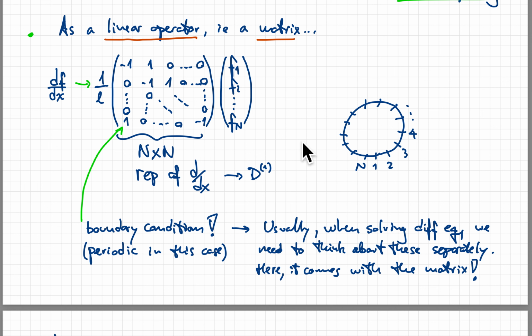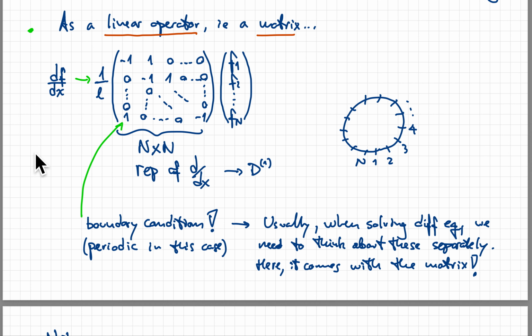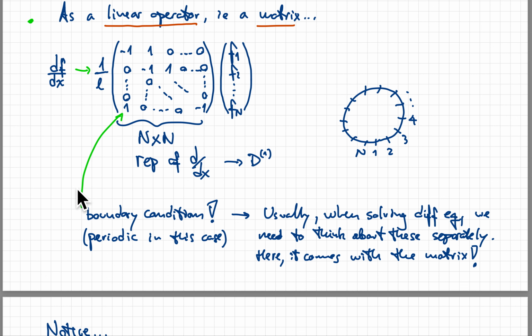There are other types of boundary conditions that you may want to consider for physical reasons, for mathematical reasons. If you put a 0 here, you would have something that you might call a hard wall boundary condition. That is also important in many applications. In this case, we're going to focus on the periodic boundary conditions, that when you get to n, the next point over is 1. It's the initial point that you started with. So this comes with the matrix.